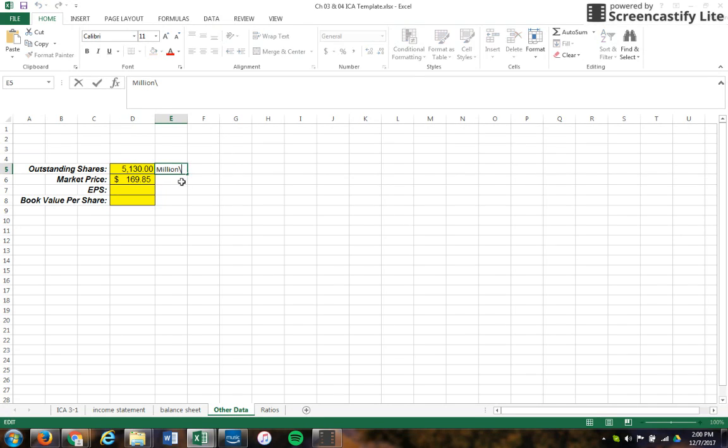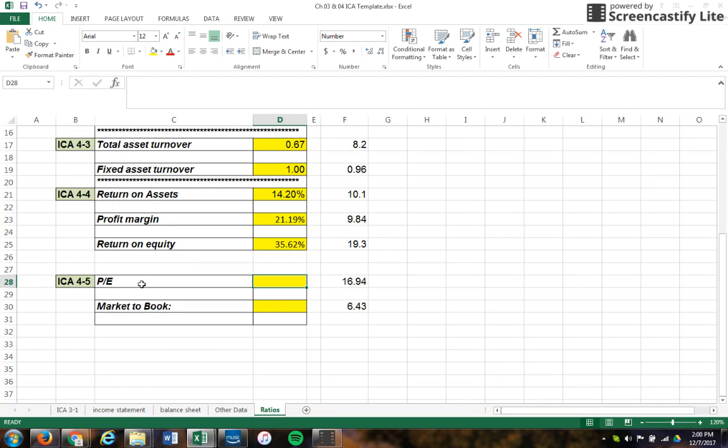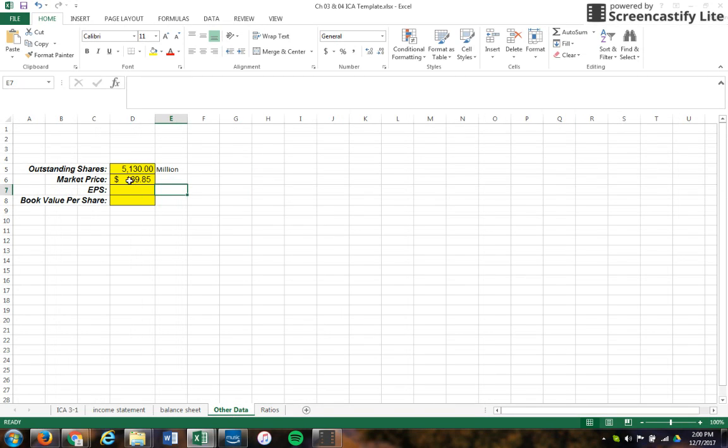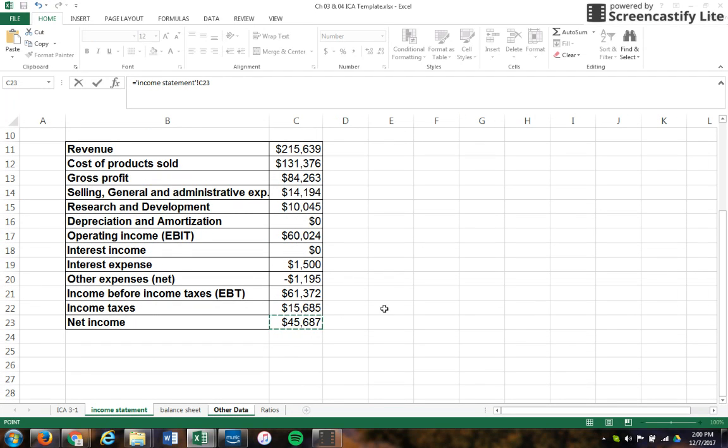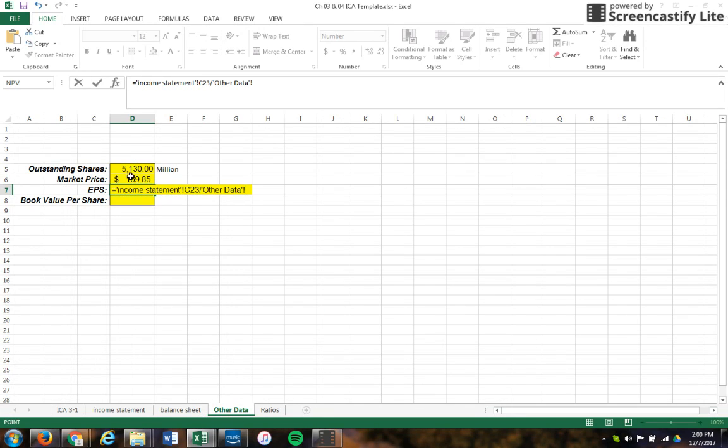So now that we have that, we can calculate our price earnings ratio. Remember, it's price per share compared with earnings per share. Our price per share is $169.85. For earnings per share, we need to compare our net income to the number of outstanding shares. We find our net income on our income statement, which is $45,687 million, and we divide that by our 5,130 million shares outstanding. So our earnings per share is currently 8.19.